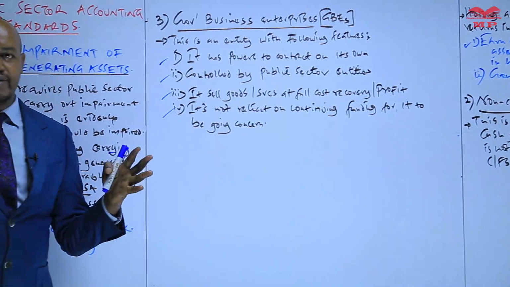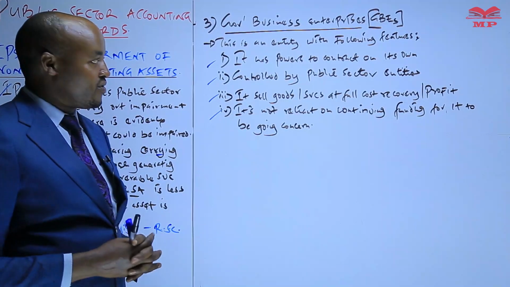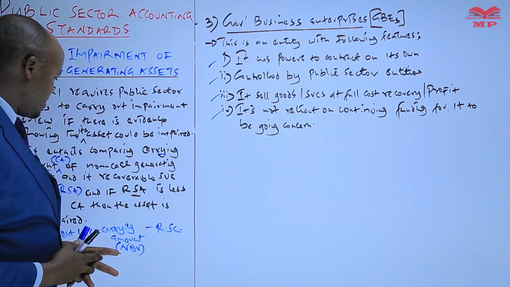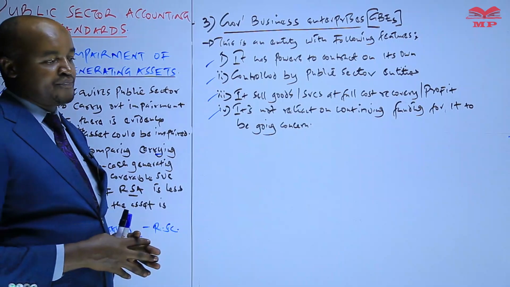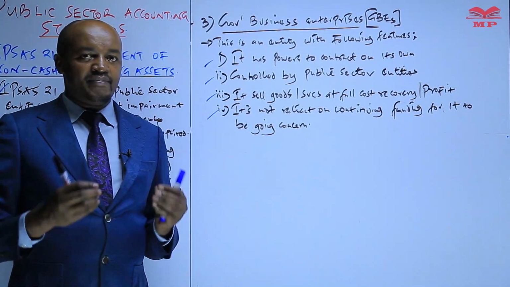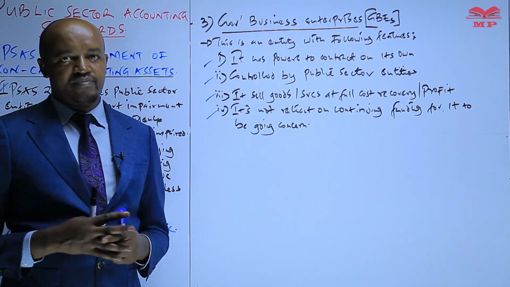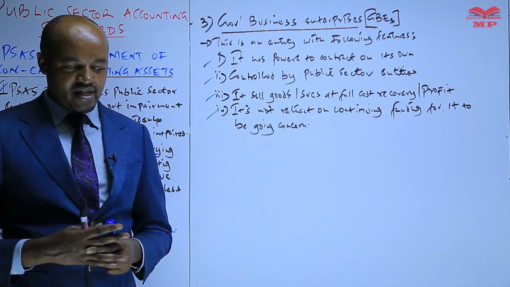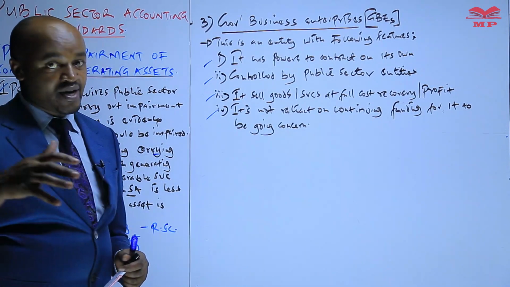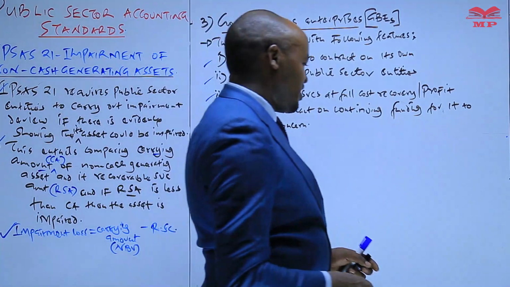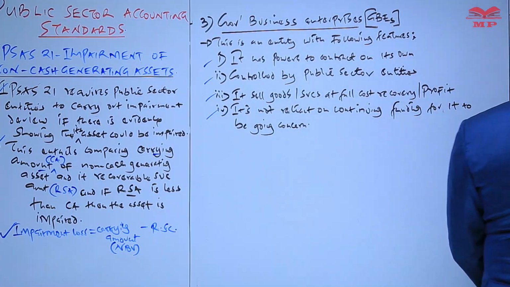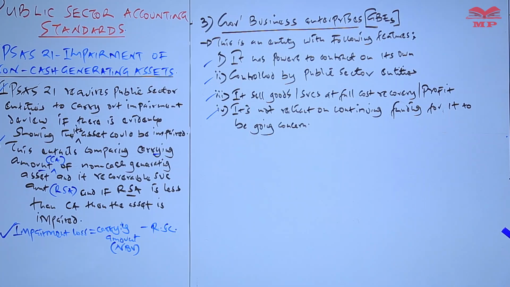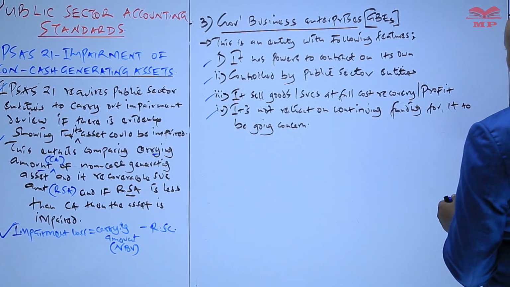Government business enterprises. Now, before we look at how we determine the value in use, remember I said there are various approaches which may be used by the public sector entity. Before we look at that, I want us to look at some of the factors which indicate that a non-cash generating asset may be impaired. So we look at the indicators of impairment.